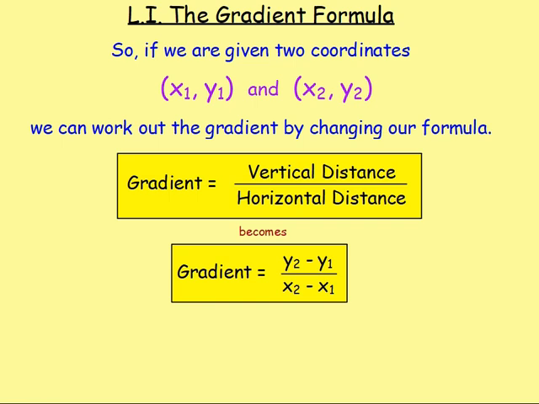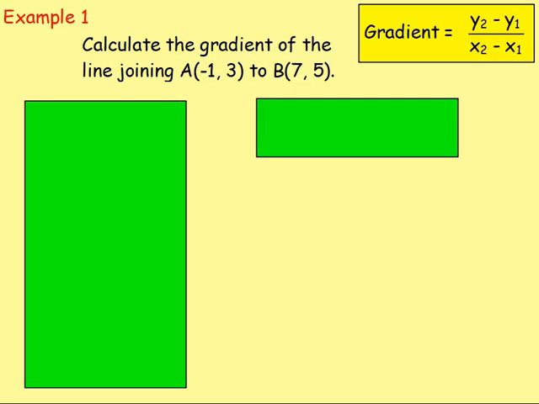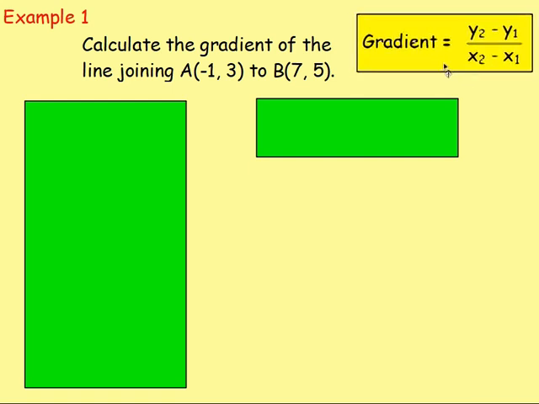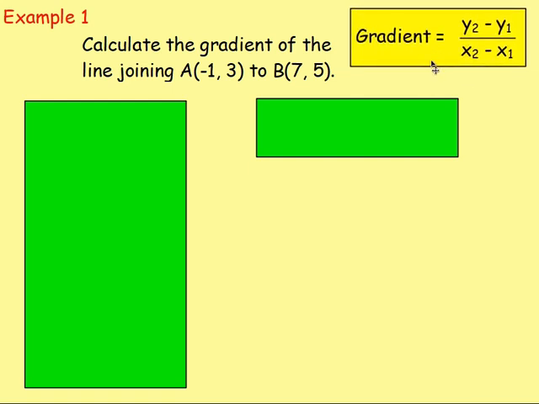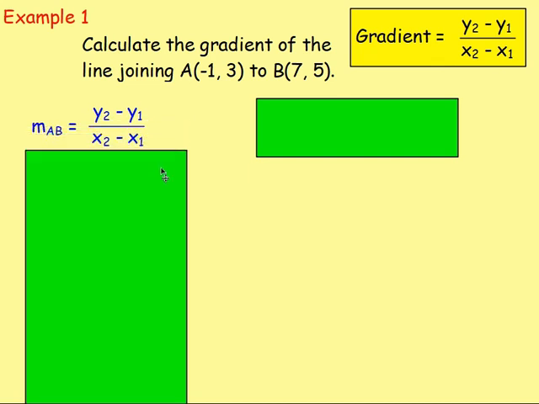Let's try a few examples then of working out the gradient of a straight line. So, example 1, calculate the gradient of the line joining point A, which has the coordinate -1, 3, to point B at 7, 5. We are going to be using our gradient formula, y2 take y1 over x2 take away x1, so we can write that out. M is your gradient, and I've put AB here. So it's the gradient of AB.